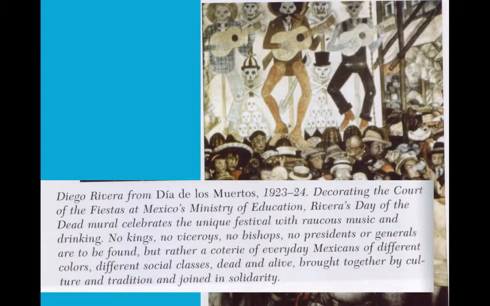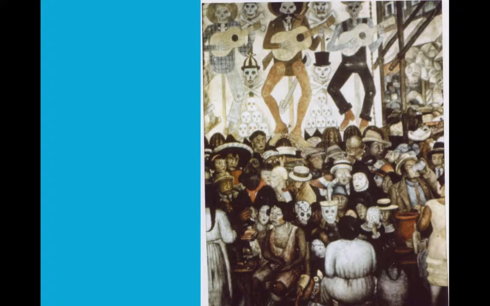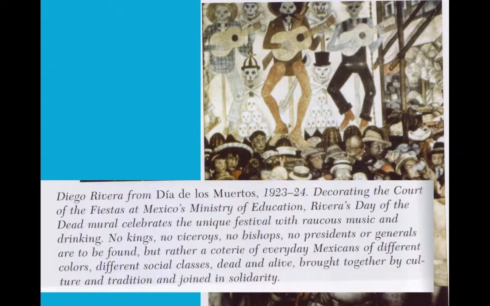So if we look here, and I got these pictures from wherever I could find them, right? Because sometimes it's very difficult to get these pictures where you can put them on a slideshow. Nonetheless, this is Diego Rivera's Dia de los Muertos, Day of the Dead, 1923 to 24. And if you look here, there are no kings or queens or viceroys, there are normal, everyday people, right? This is decorating the court of the fiestas at Mexico's Ministry of Education.